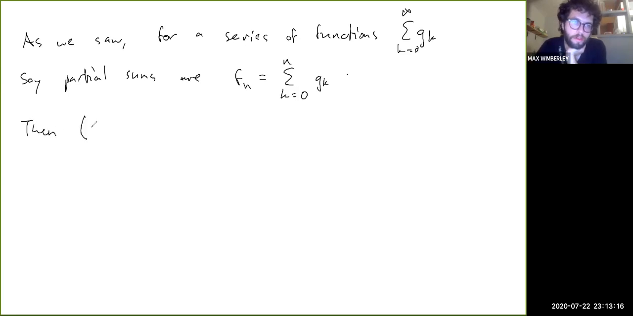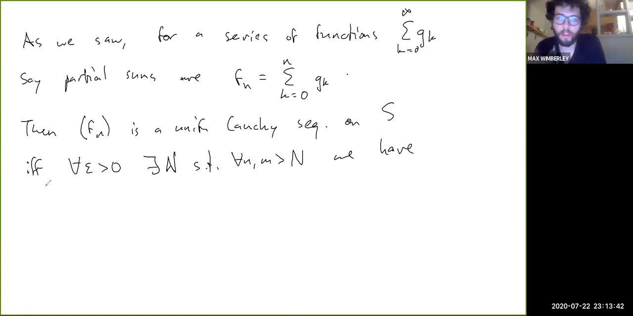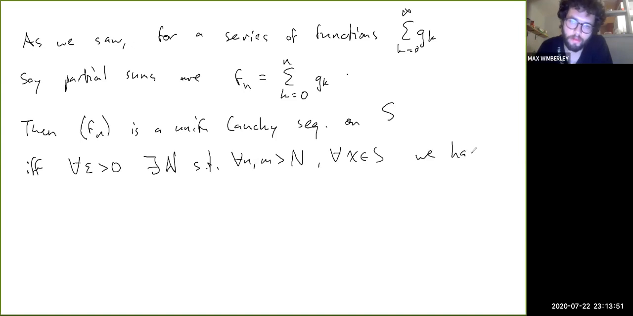Then f_n as a sequence is a uniformly Cauchy sequence on S if and only if, for all epsilon greater than 0, there exists an N such that for all n, m greater than N, and for all x in S, we have the absolute value of f_n of x minus f_m of x is less than epsilon.